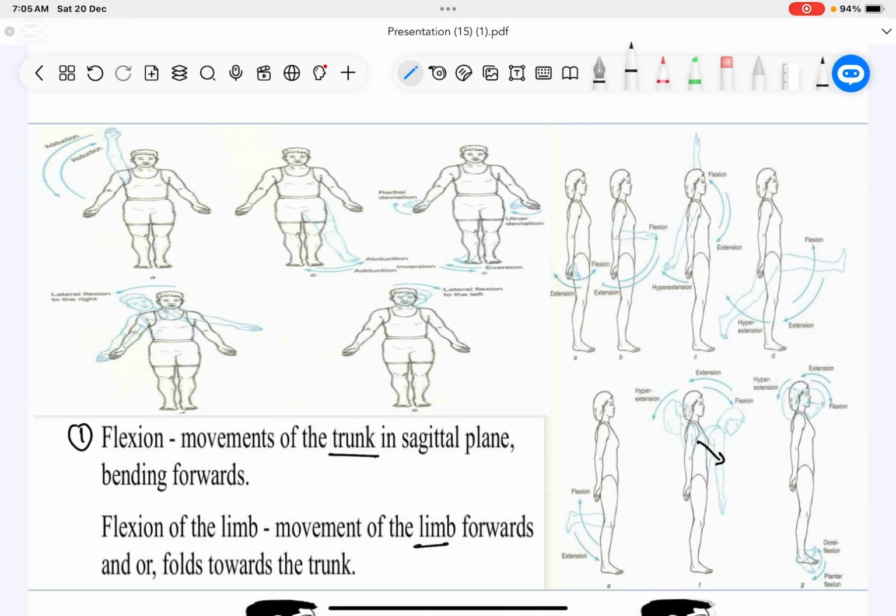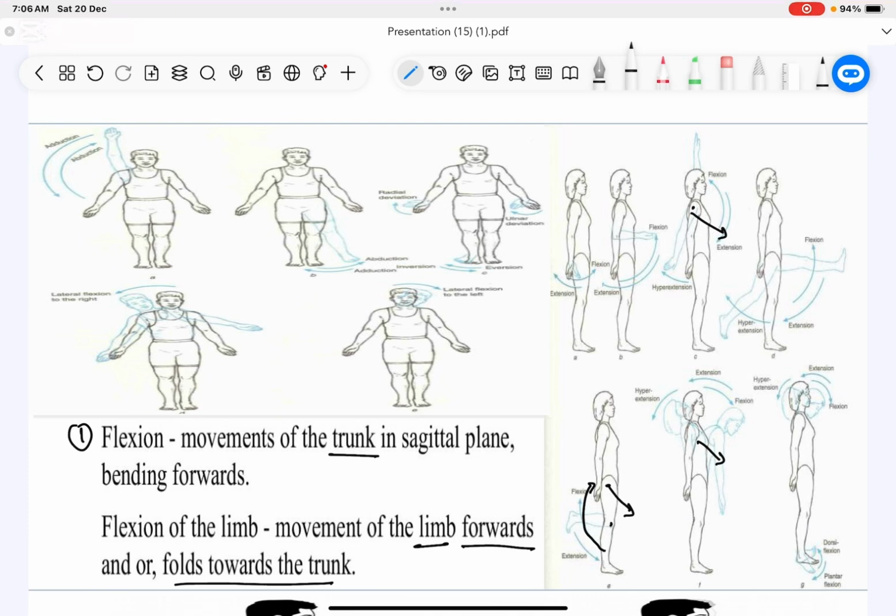And in case of limb, we can describe in shoulder joint, if we think of movement of the limb forward, that is called flexion of the shoulder joint. In case of hip, again the limb is moving forward, that will be the flexion of the hip joint. So movement of the limb forward is flexion. There is one more half of the definition of flexion of limb, fold towards the trunk. In case of knee joint, the limb is folded backward toward the trunk. This is flexion of knee joint.